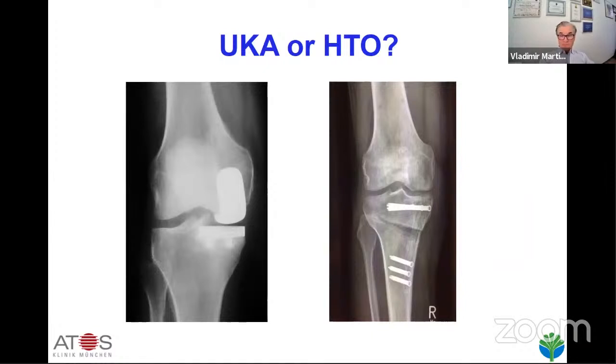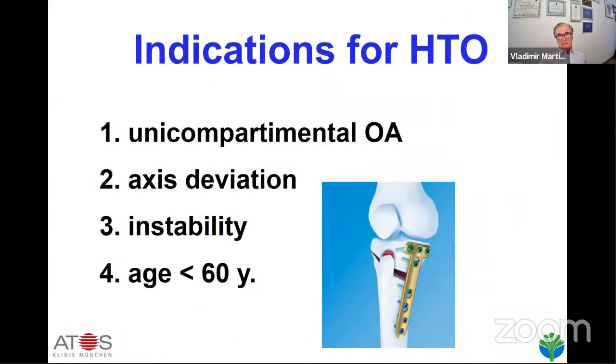In those patients, besides conservative treatment and arthroscopic treatment, we have two operative options. One is implantation of a unicondylar arthroplasty, and the second one is performance of a high tibial osteotomy, in most cases valgization for patients with varus.